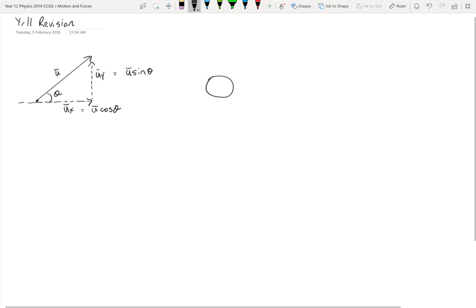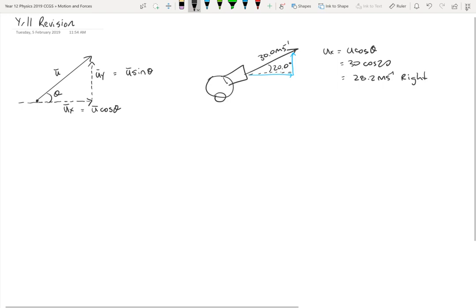So let's consider a cannon that fires a projectile at a speed of 30 meters per second and at an angle of 20 degrees to the horizontal. We can then split it into both horizontal and vertical components. So ux equals u cos theta, which is 30 cos 20, which is 28.2 meters per second right, to 3 sig fig and all that. And then uy equals u sine theta, which is 10.3 meters per second upwards.